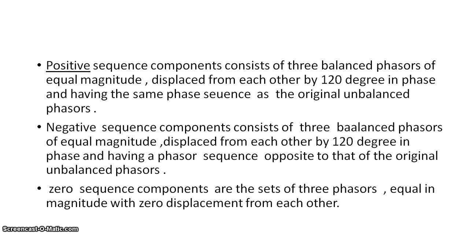Negative sequence components consist of three balanced phasors of equal magnitude displaced from each other by 120 degrees in phase and having a phase sequence opposite to that of the original unbalanced phasors. Zero sequence components are a set of three phasors equal in magnitude with zero displacement from each other.